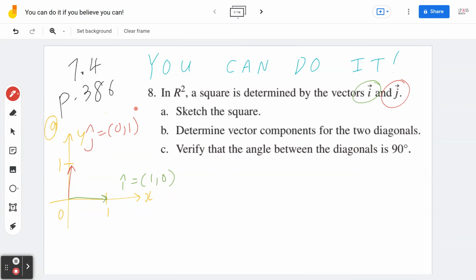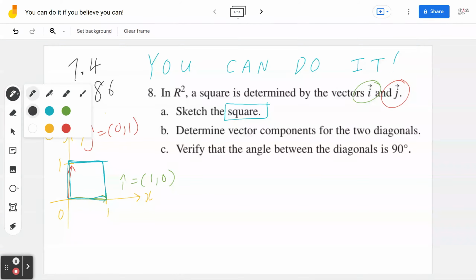Now, it says sketch the square. So what you have to do is connect them. And if you draw the square, maybe in a third color, it's going to look something like that. So there's a square that they're asking you to sketch in part A. Now, let's continue.